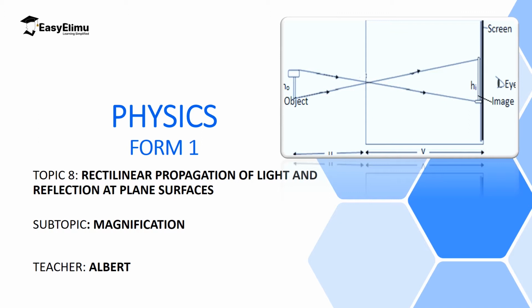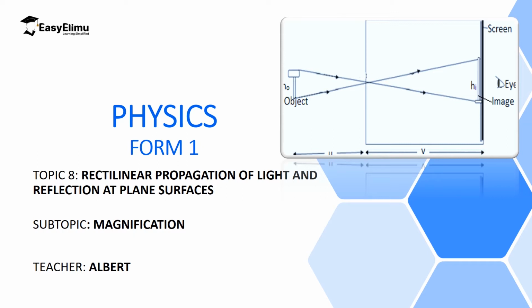In the previous lesson, we looked at how a pinhole camera forms images on the screen, and we realized that a ray from the tip of the object will move in a straight line through the pinhole and form the tip at the bottom of the screen, and a ray from the bottom or from the tail of the object will move in a straight line and form the tail of the object at the top of the screen, and the image which will be formed will be upside down.